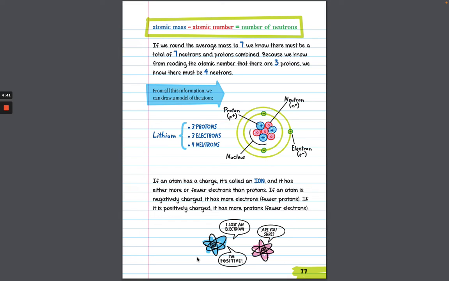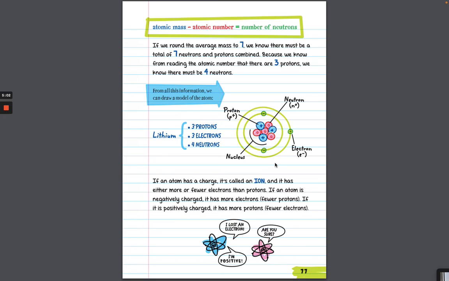If we round the average mass to 7, we know that there must be a total of 7 neutrons and protons combined. Because from reading the atomic number, we know that there are 3 protons. We know that there must be 4 neutrons. From all this information, we can draw a model of the atom like this. We got our protons, we got our neutrons, and we got our electrons.